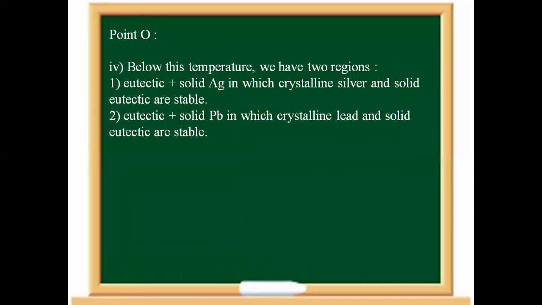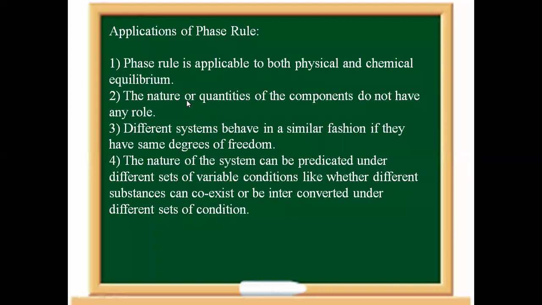ठीक है? So now at point O तो हमें समझ में आएगा, लेकिन नीचे below point O there is this temperature 303 degree Celsius. लेकिन below 303 degree Celsius, what is the situation? That also we should know. So below 303 degree Celsius, obviously there is this eutectic composition plus solid silver, in which crystalline silver and solid eutectic are stable over here.